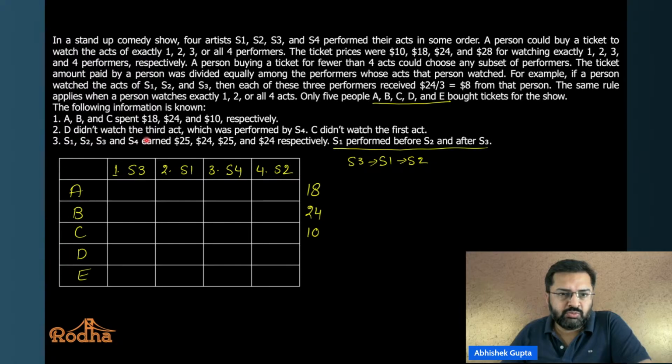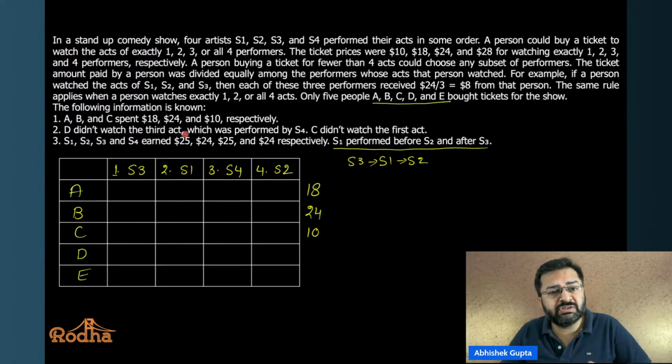If you look at this third statement, S1, S2, S3, and S4. These are S1, S2, S3, S4 in some other order. Earned 25, 24, 25, 24. So basically, S1 earned 25. Whatever S1 earns would come here. S1 would earn from A, B, C, D, E, whatever. But whatever is the earning of S1 would be put in these cells only, these 5 cells, maximum 5 cells. So it can be 2 people, 3 people, whatever. But the earning would be written over here.